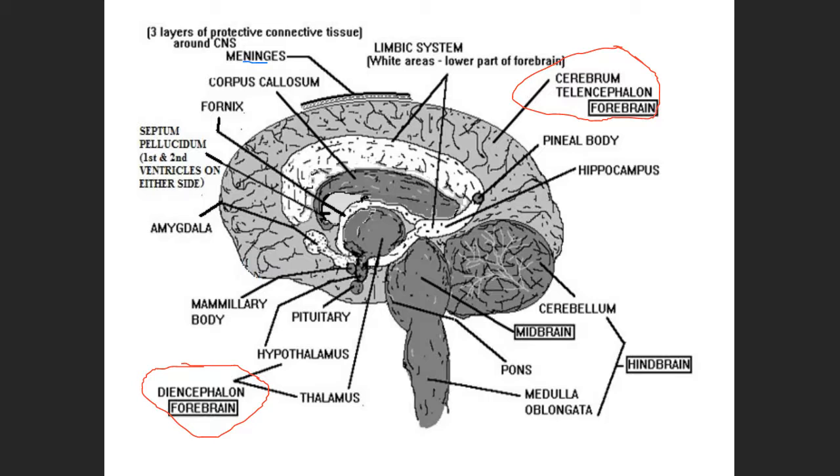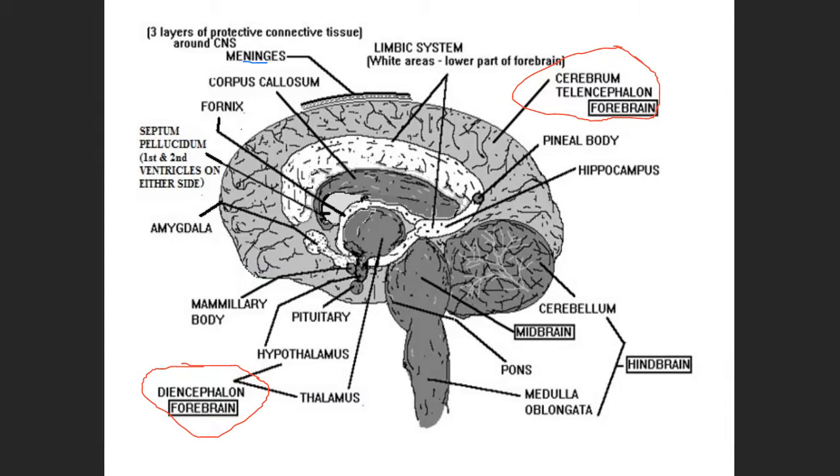You have a corpus callosum here, which connects the right and left side of your brain. And you have your thalamus and your hypothalamus, and your pituitary gland, and your mammillary body. All of those are part of the forebrain. And we're going to talk about each one of those separately now. First one I want to talk about with you is your cerebrum.